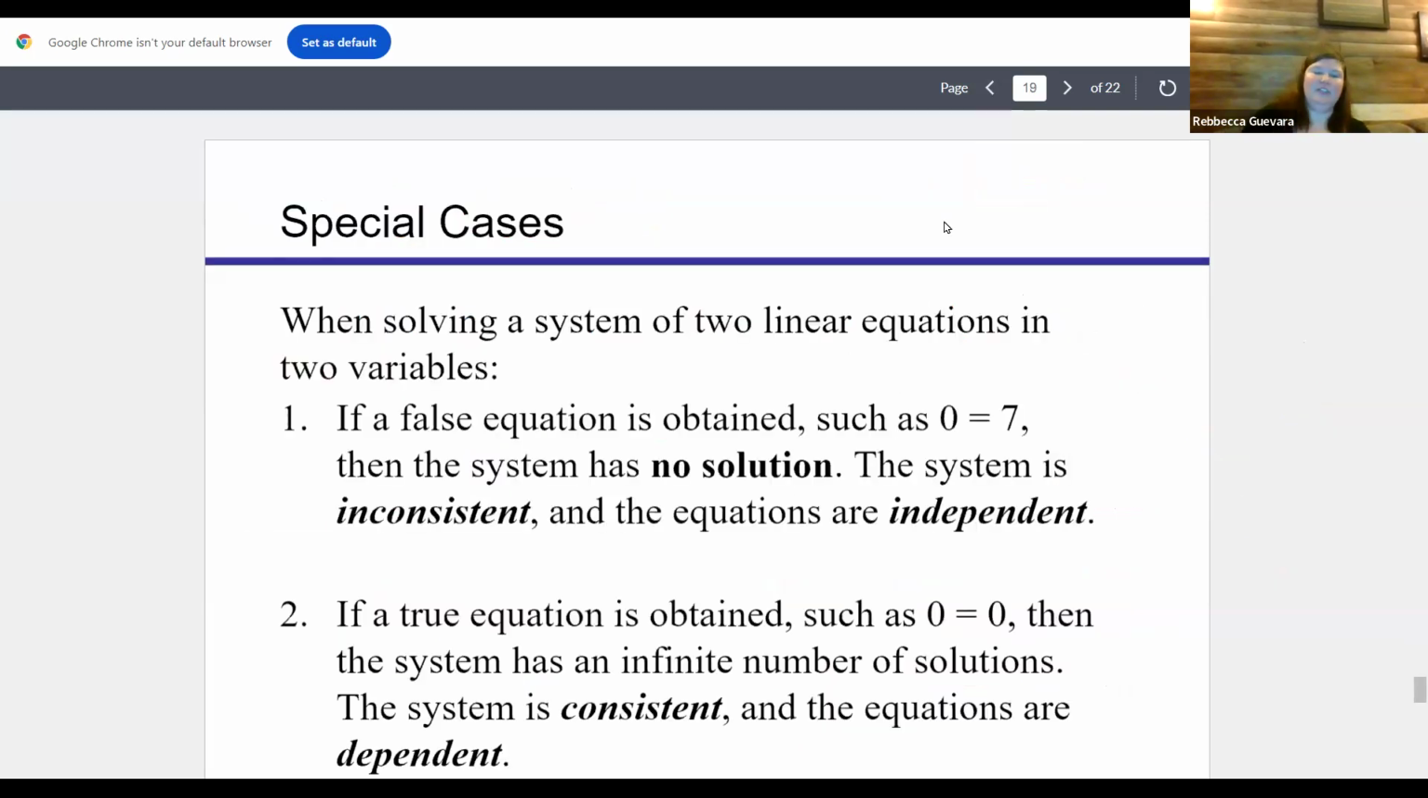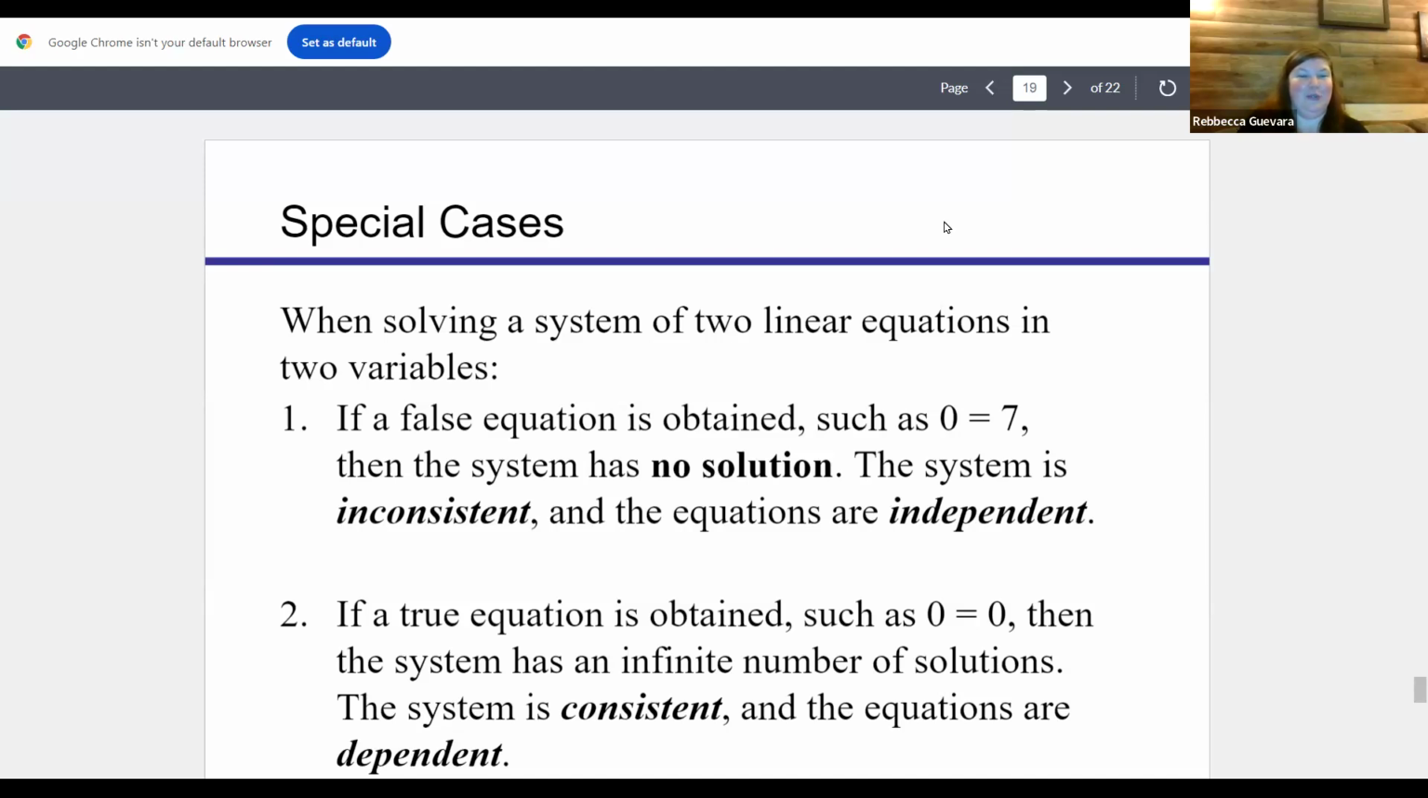All right. So just finishing out little special cases. When solving a system of two linear equations and two variables, if a false equation is obtained, such as 0 equals 7, then the system has no solution, like we saw in number 4. The system is inconsistent, meaning that really it doesn't work together, and the equations are independent. So the equations are different from each other. That's what independent means.